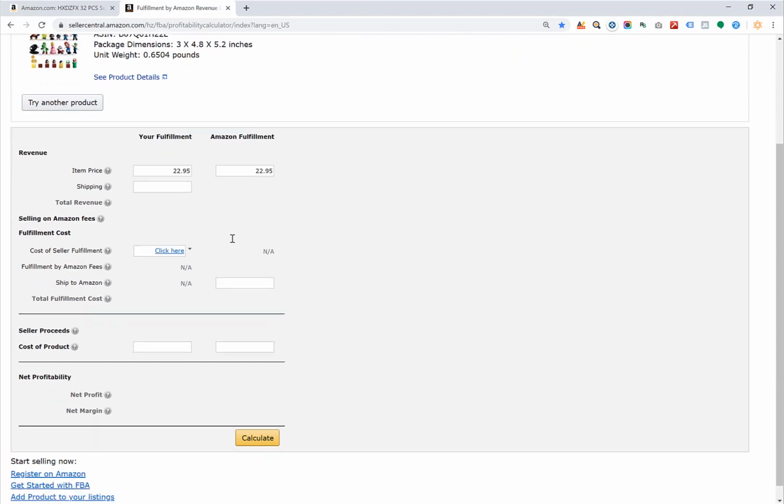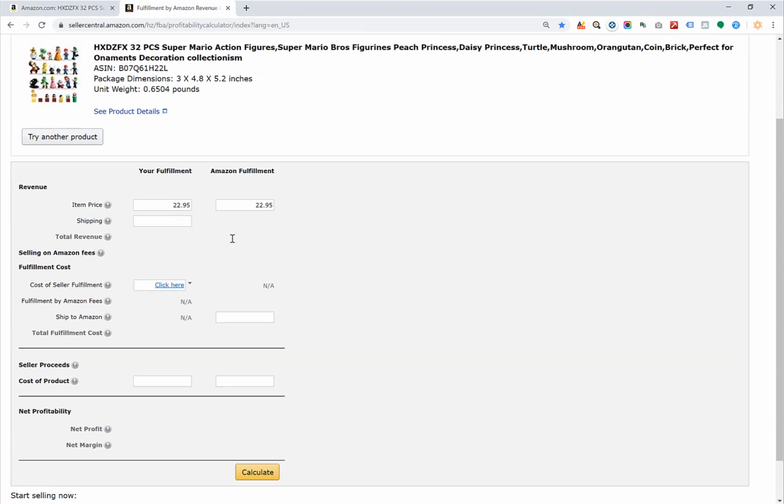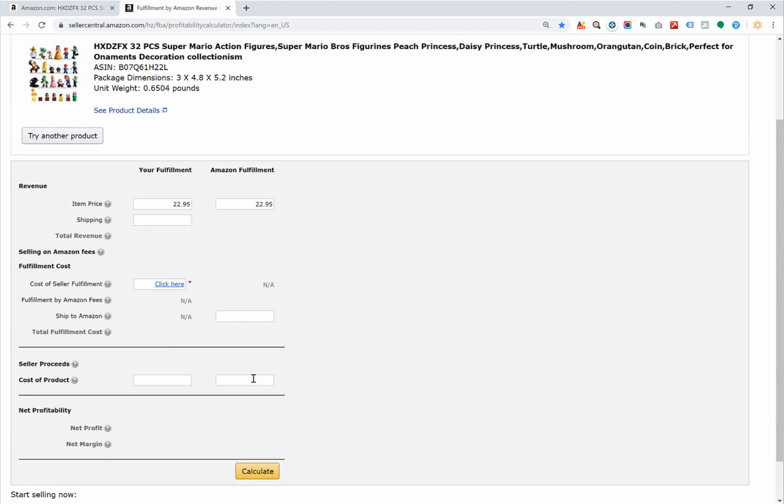But the rest of this on here is just stuff that you fill out. So any open box here you can fill out. And there's two sides to this calculator. You have Amazon fulfillment and your fulfillment. And that's pretty self-explanatory. If it's Amazon fulfillment, it means you're using fulfillment by Amazon to sell your product, meaning that they're going to calculate those fees for you. If it's your fulfillment, you have to go in and calculate your costs in here, right?